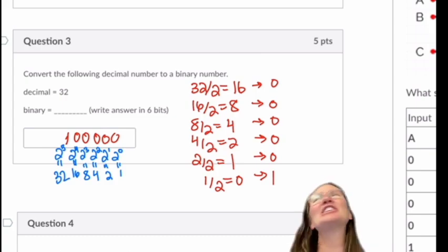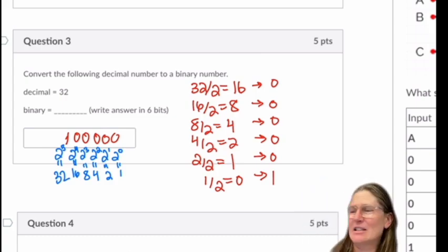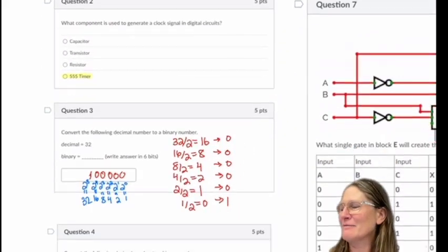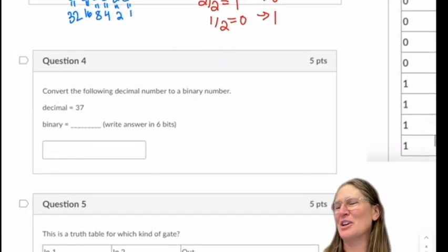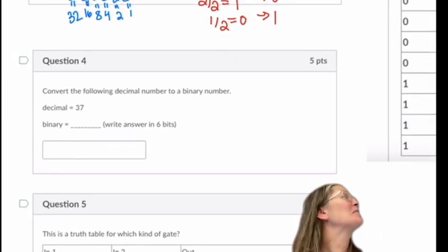Okay. All right. Other questions on this? Okay. Practice your math so that you don't make the same errors I just did. All right.